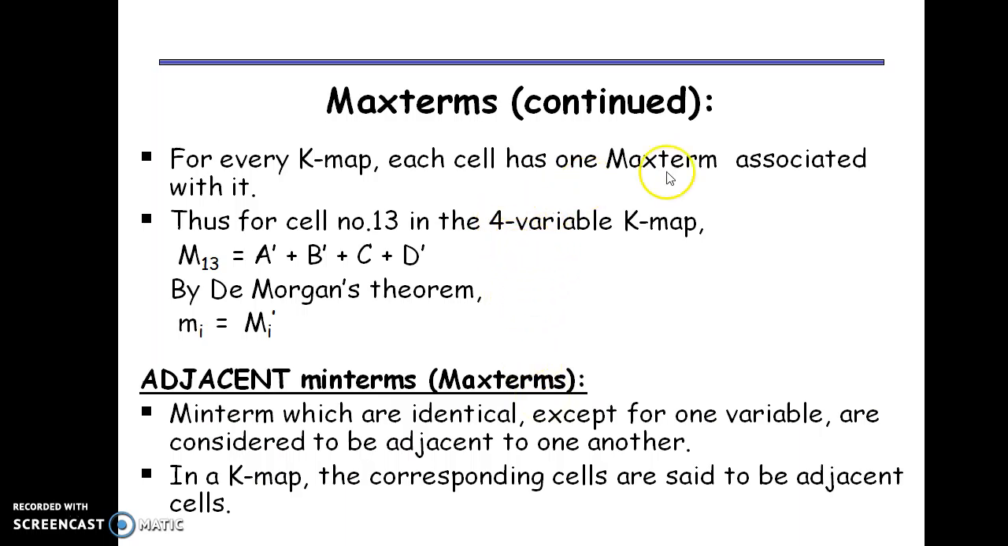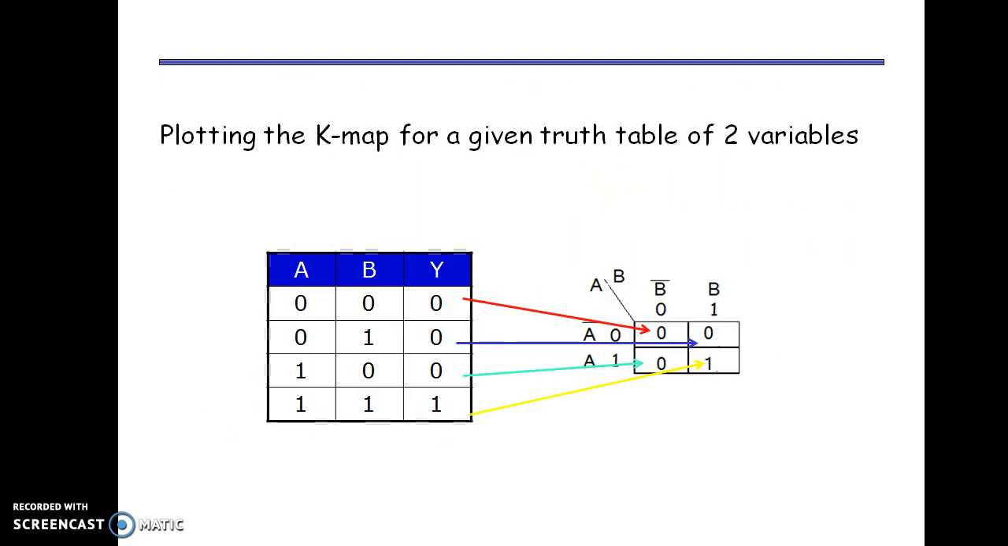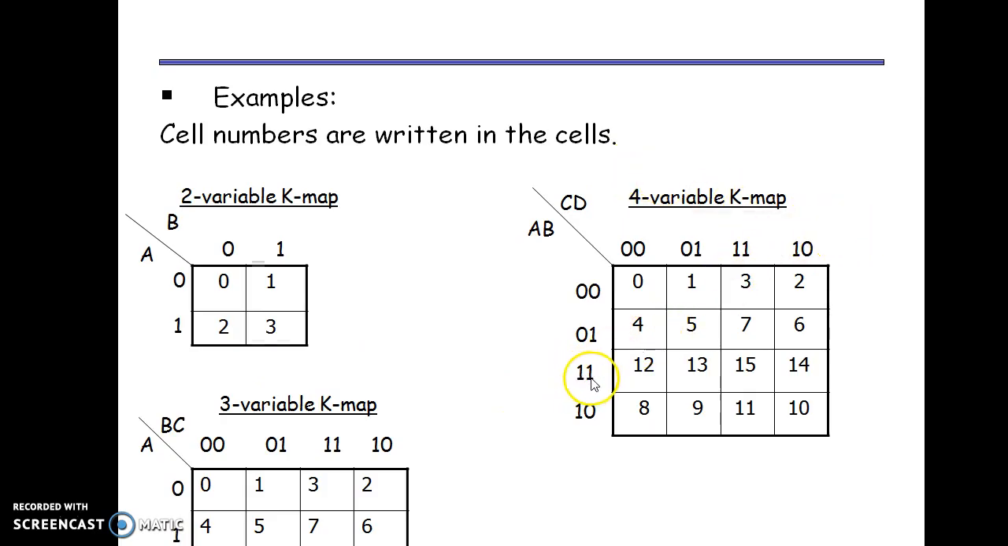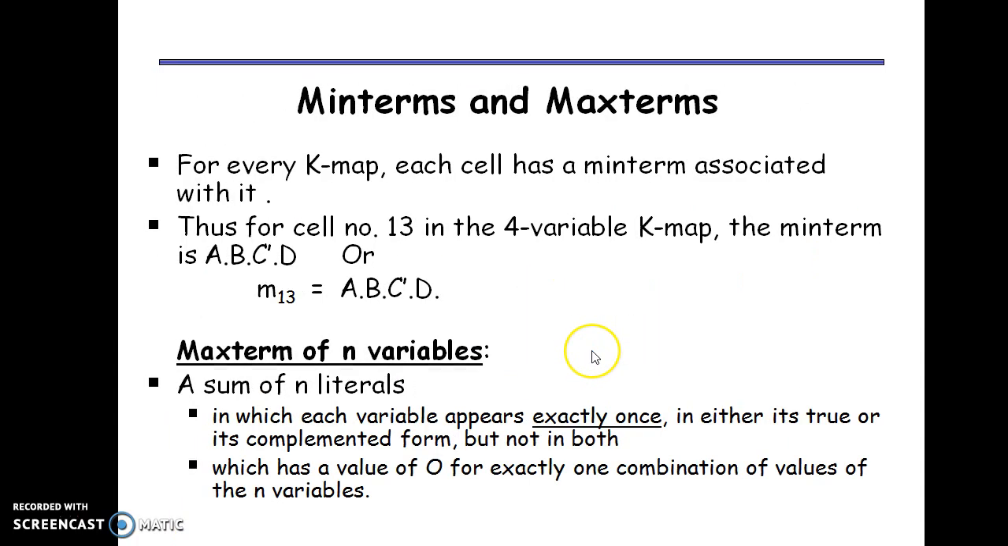For every K-map we can see each cell corresponds to one max term. Like for the 4 variable K-map, cell number 13 was showing the minterm A, B, C bar, D, sorry, and here we can see the max term is A bar, B bar, C, D bar. We can see here from the 13 number cell: this is A bar, B bar, C, for 0 for C, and D bar. So wherever the 1 is coming, we take the complement. Where the 0 is coming, we take the true form.